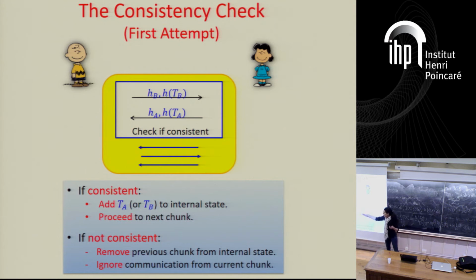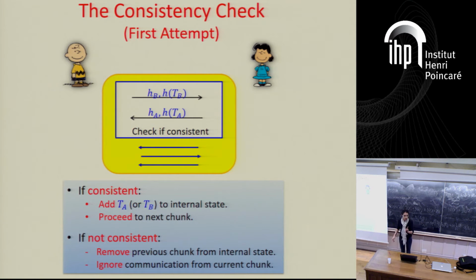If it's consistent, then we're happy. We say, OK, we believe that we decoded. So I had TA, you had TB. We're happy, it's the same, TA and TB. I'm Alice, and I add my TA. I believe that's the correct thing, and I continue to the next chunk. That's if there's no error: I just continue, I'm happy.